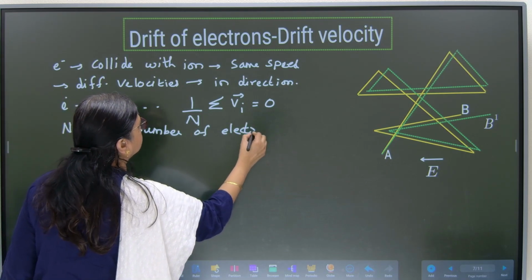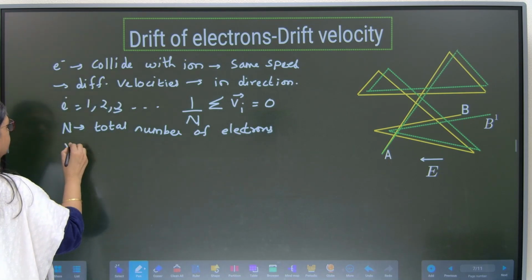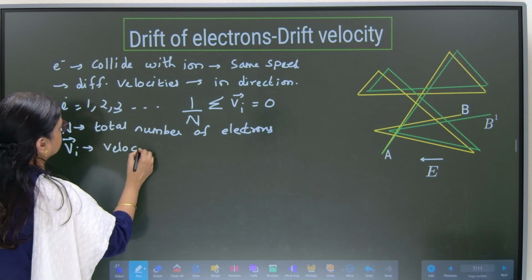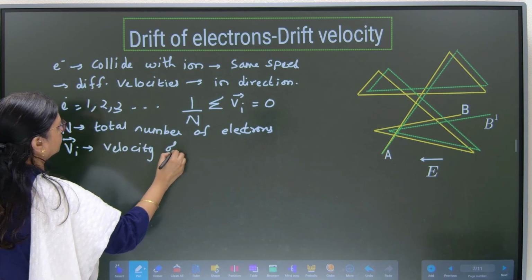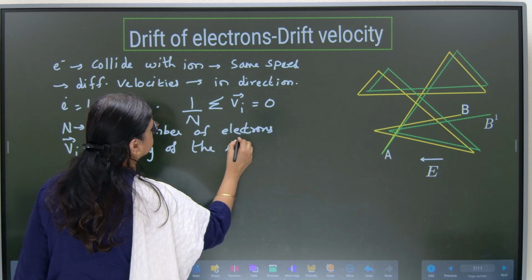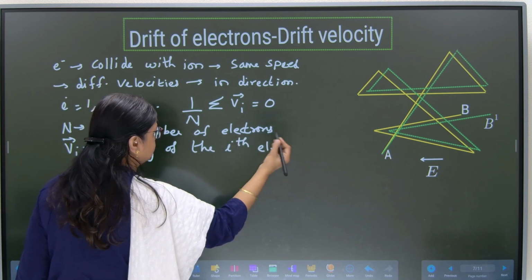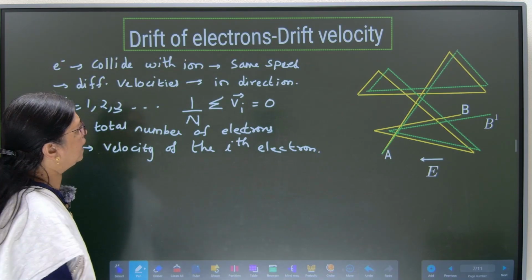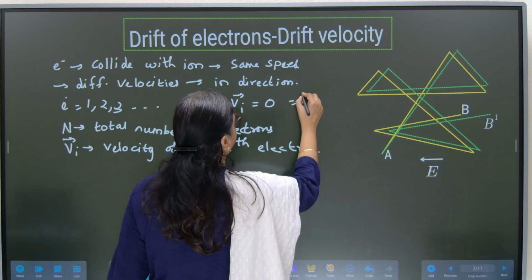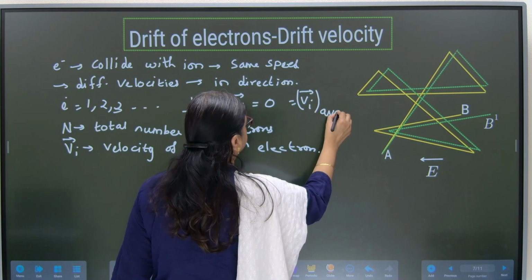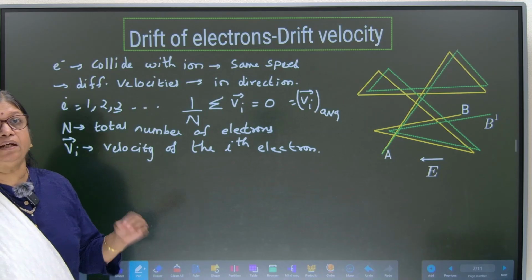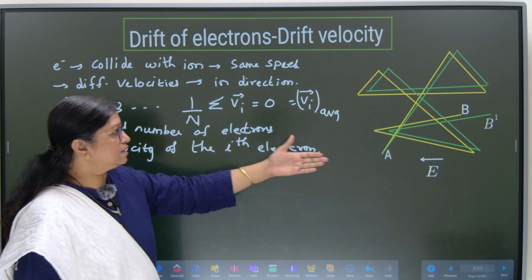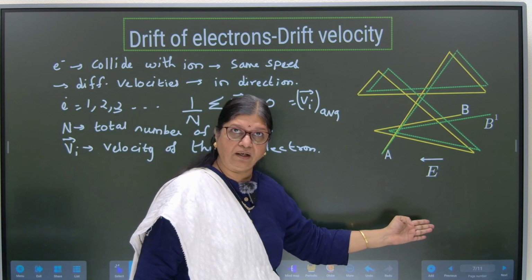in the conductor and Vi is the velocity of the ith electron, that is first or second or third and so on. Fine. So keeping in mind that Vi average is equal to 0, we now supply or give an electric field of E as shown in the figure to the conductor.